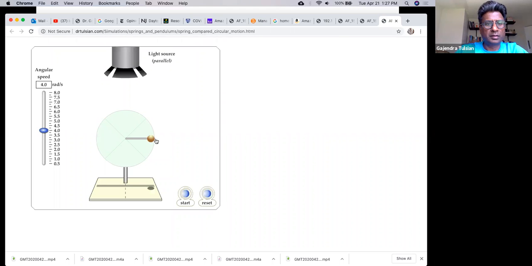Okay, so let's put this mass over there and we'll start it. Now this thing is rotating at constant angular velocity, and this light is projecting the shadow of this guy on this plane. The motion of the shadow is exactly that of a mass attached to a spring. You can use another lamp here and project another shadow here. So what we're saying is uniform circular motion is a combination of two simple harmonic motions.